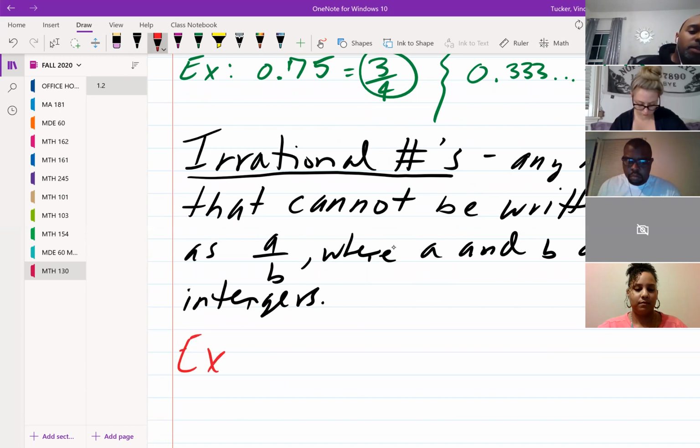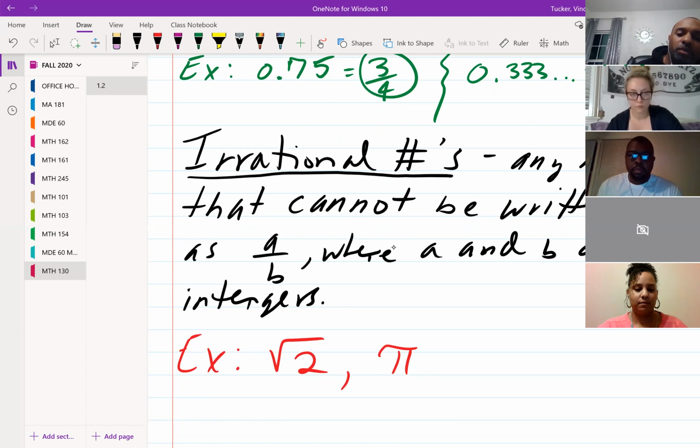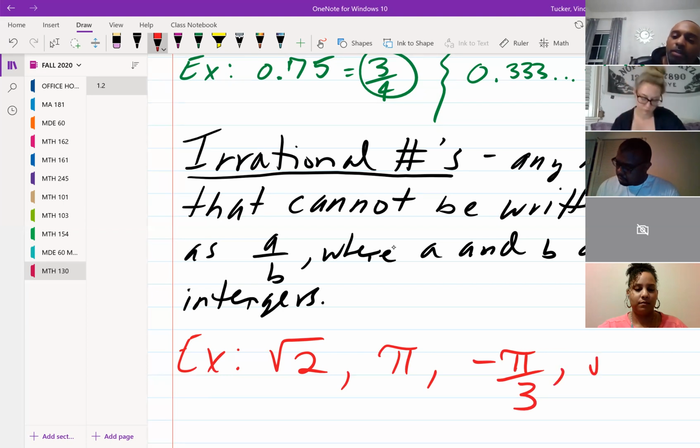So examples of that: square root of 2. You can't take the square root of 2 evenly, and we'll talk more about square roots in a second. Pi, that's the decimal 3.141592, and so on. Negative pi over 3, so variations of that. Square root of 5 over 7. If you have something that's not an integer in your denominator or your numerator, they would be considered irrational.